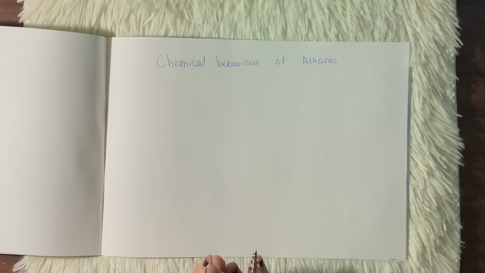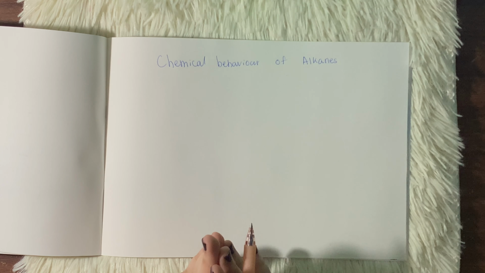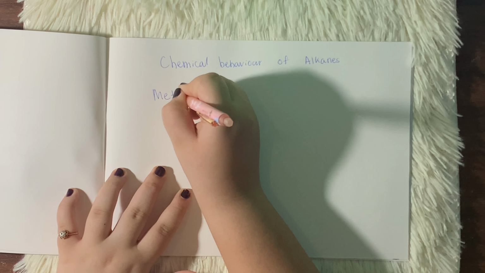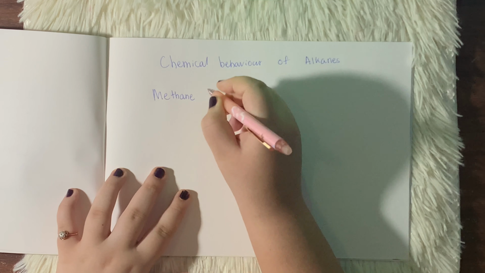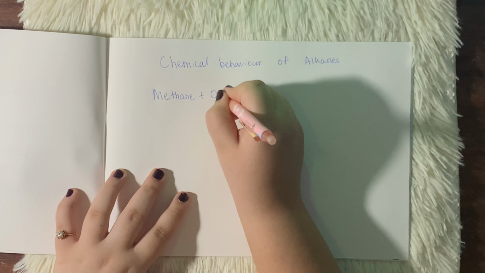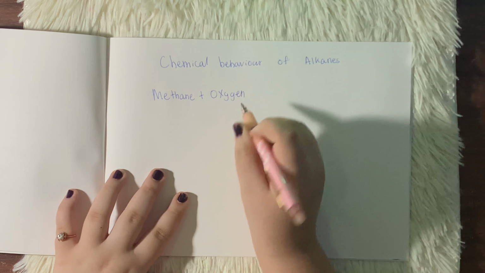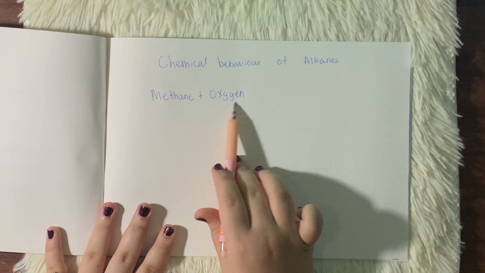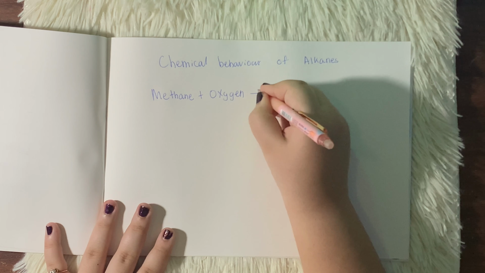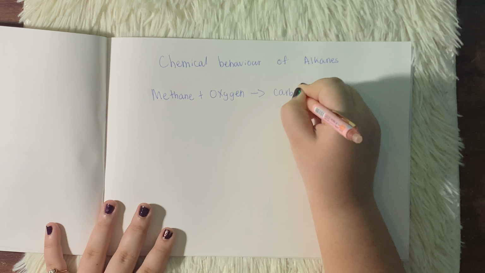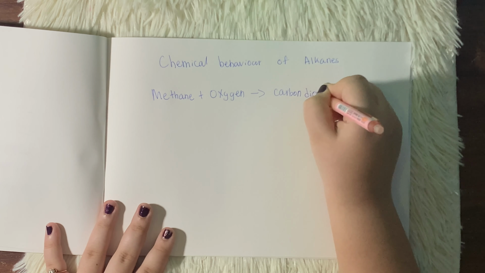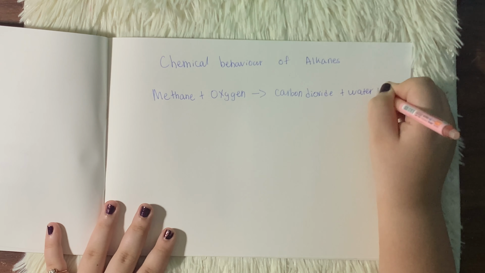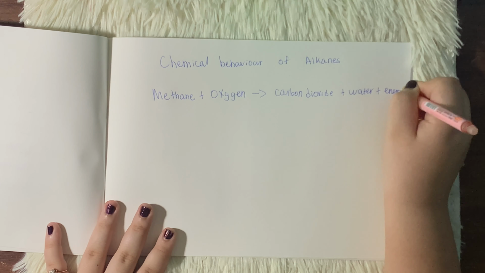So this is a very important reaction in this chapter. Okay, so let's take methane as an example. The first alkane is methane plus oxygen. Oxygen, basically in a good supply of air, means with oxygen. So when methane burns in oxygen, in air, it forms carbon dioxide plus water. And since it's an exothermic reaction, it releases energy into the atmosphere.